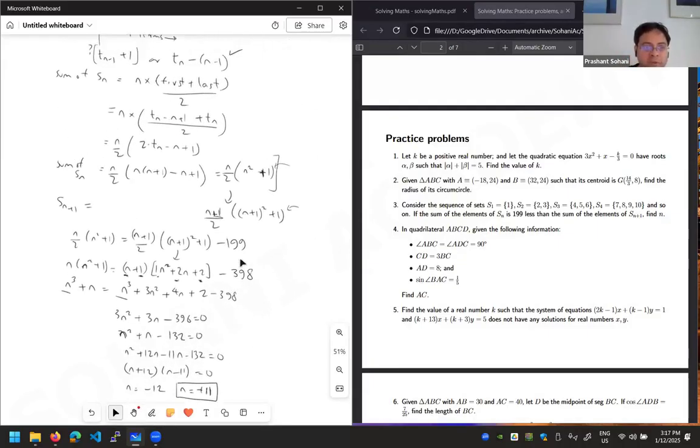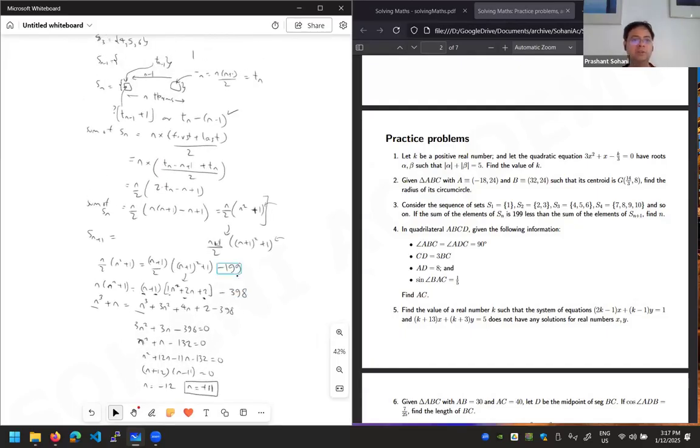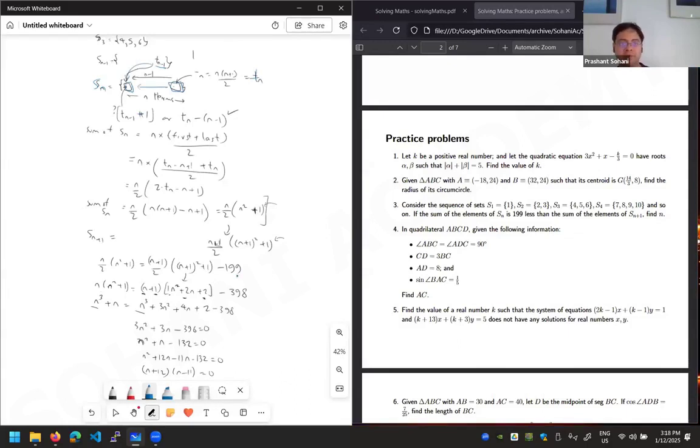Okay. So this whole question relied on just the observation of a very basic thing: what are the elements of Sn? We know the last term has to be the nth triangular number, and the first term has to be the (n minus 1)th triangular number plus 1. Or alternately, from the last term you go n minus 1 steps backward. Knowing that this is an arithmetic progression, the consecutive terms have the same difference. So I can apply this formula to find the sum: the number of terms into the first plus last upon 2. And then after that, the rest is just algebra.